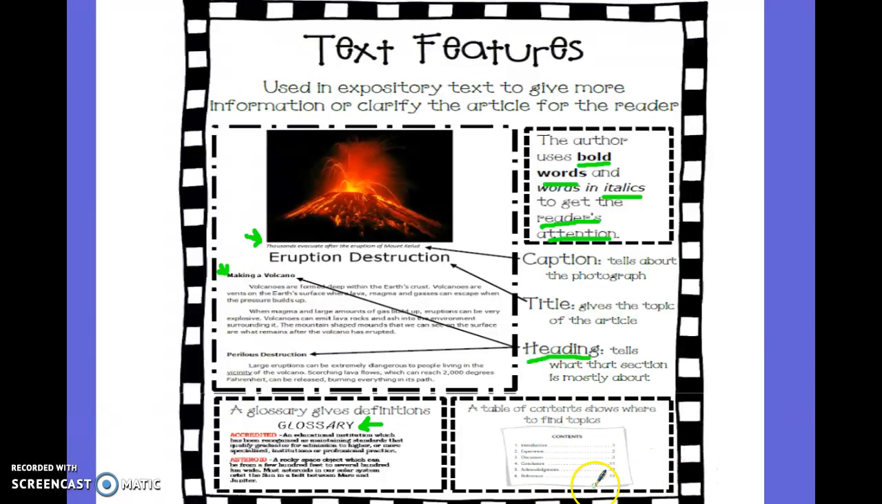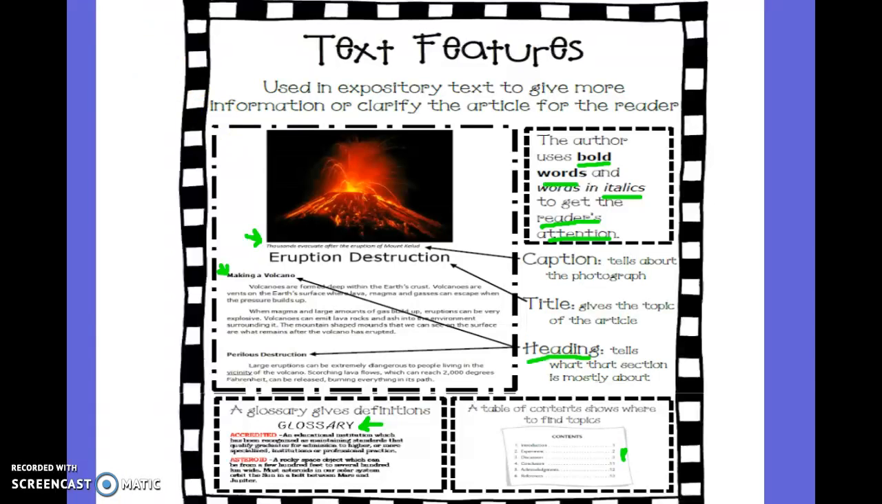And of course, the table of contents is usually found at the beginning of a story, and it's a navigator again. It helps you locate information. You can look down the list of topics in the book, and over here it tells you what page to find each of the topics.